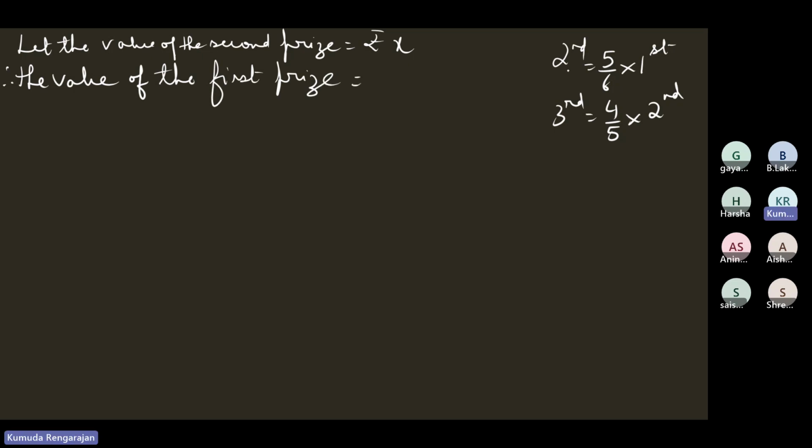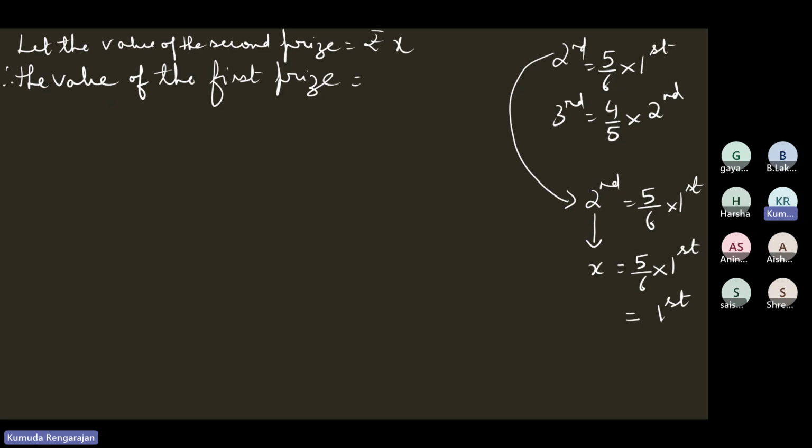So see here, bring this here. What is it? The second price is 5/6 of the first price. What have we assumed? The second price is X. So X is equal to 5/6 into the first price. You want to find the first price. The first price is equal to X into 6/5, since 5/6 becomes 6/5 on the other side. So the first price is 6x by 5.